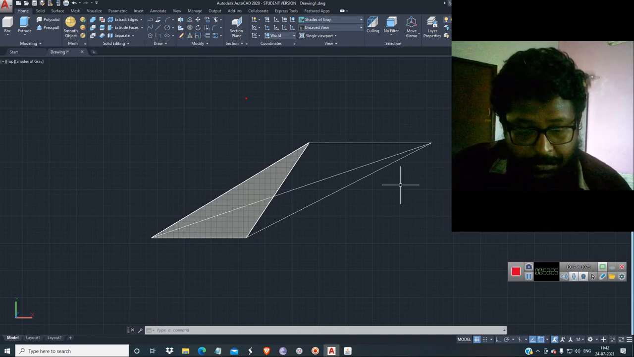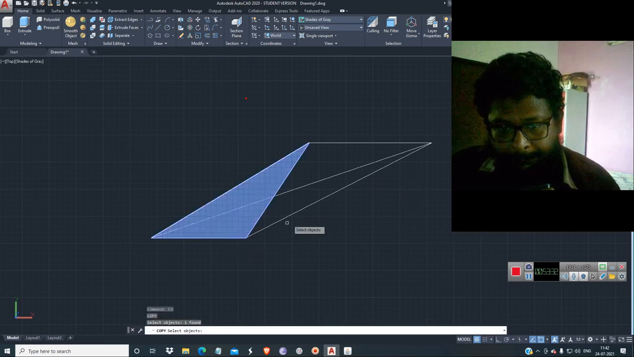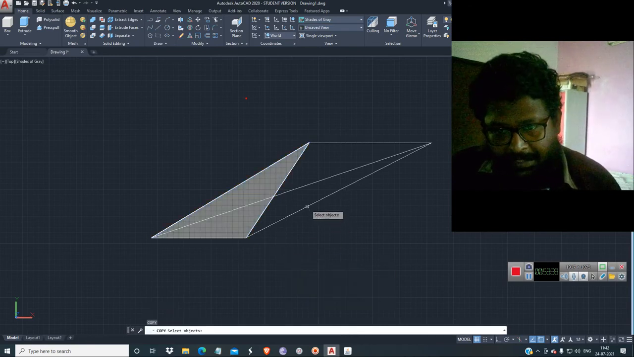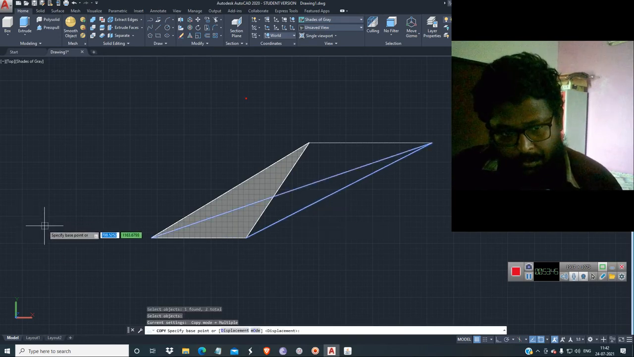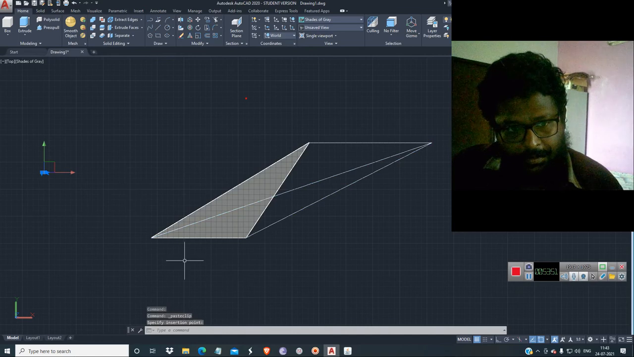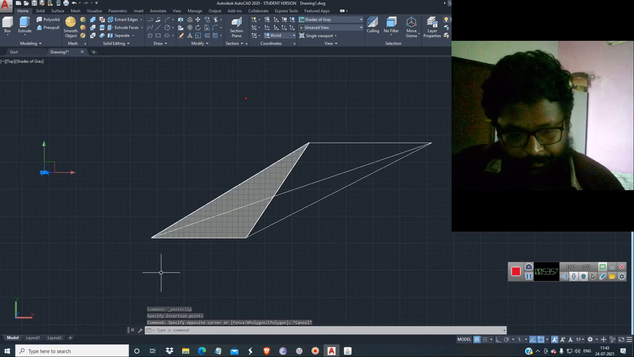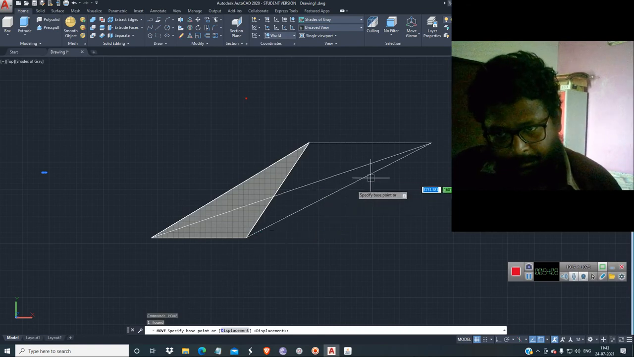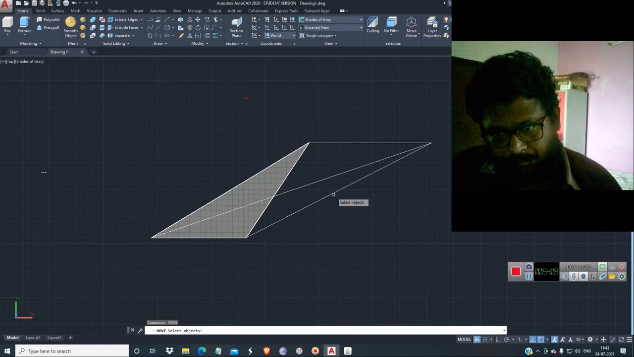So I am going to copy it. CO, hit enter. I'm extracting this rectangle and getting it over here, Control V, and pasting it here. Then you have this: move, MOVE. First select the objects.